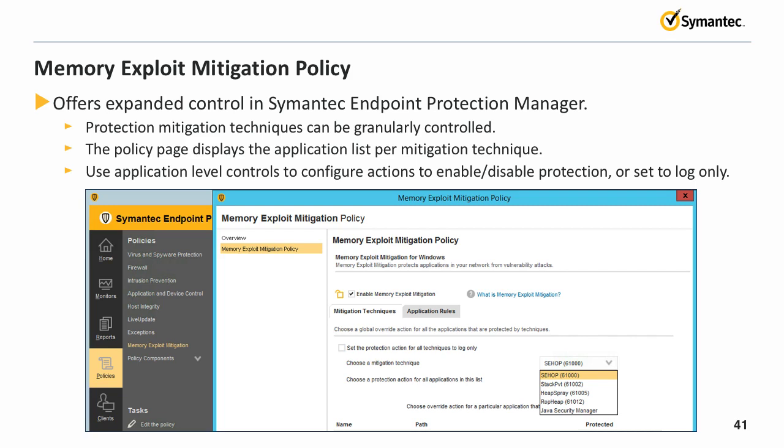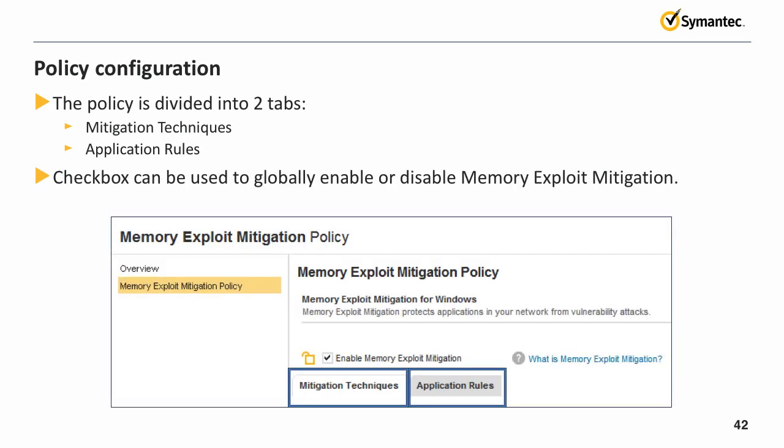Protection mitigation techniques can be granularly controlled. The policy page displays the application list per mitigation technique. Use application-level controls to configure actions to enable and disable protection, or set to log only. The Memory Exploit Mitigation Policy page is divided into two tabs: Mitigation Techniques and Application Rules.